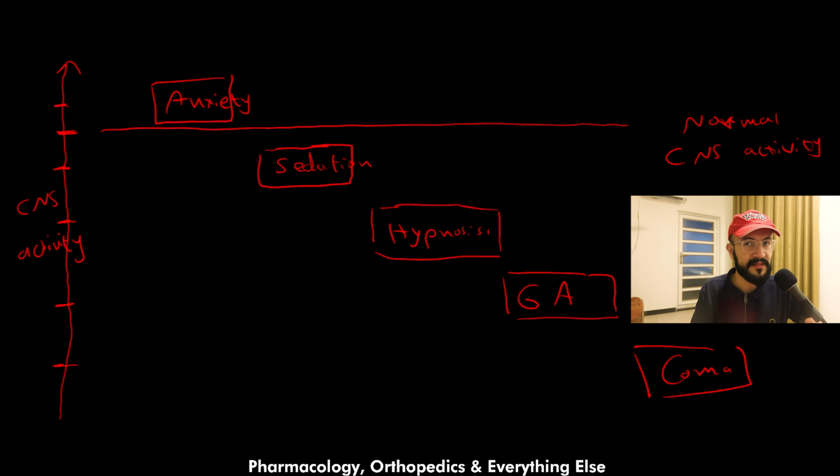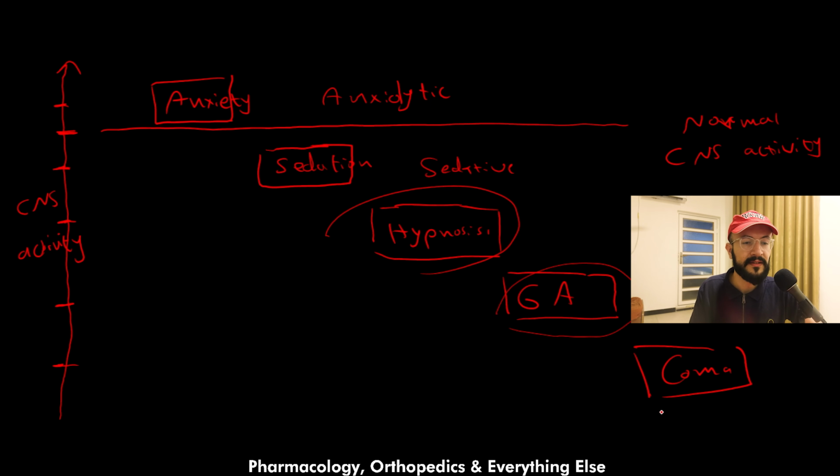And barbiturates can work as any of those at certain levels. So if we give a little dose of the barbiturates, we would get an anxiolytic effect. If we increase the dose more, we will get sedative effect. If we increase it more, we get hypnotic effect. And if it becomes too high, we get the general anesthesia, and then we might get the coma and death.